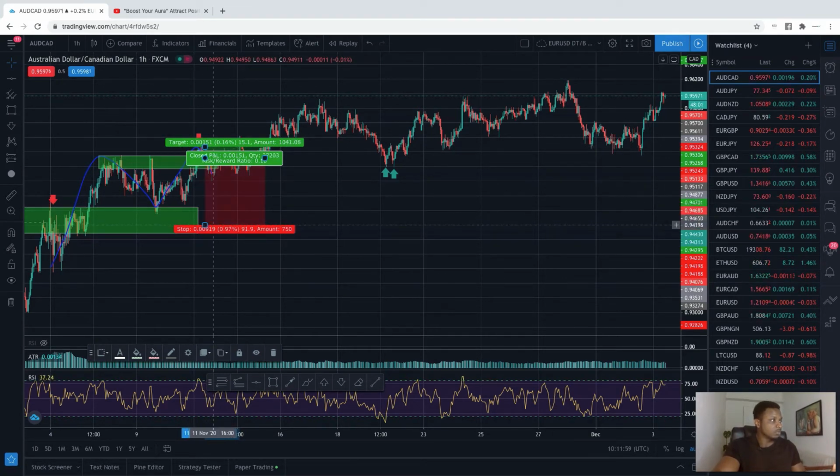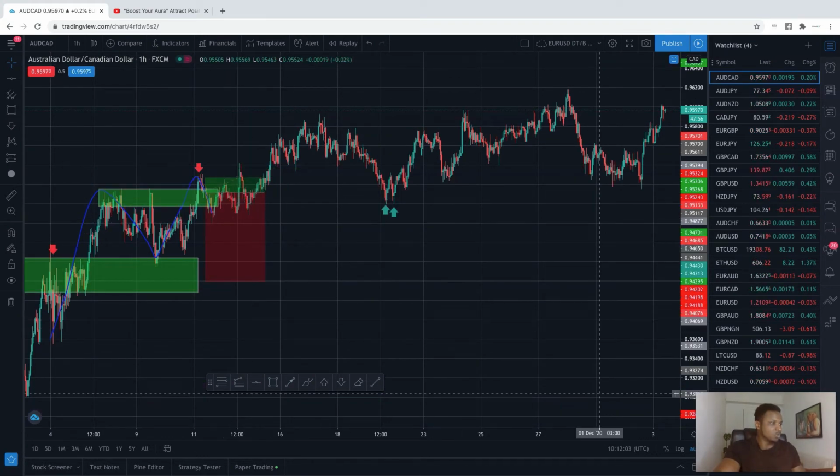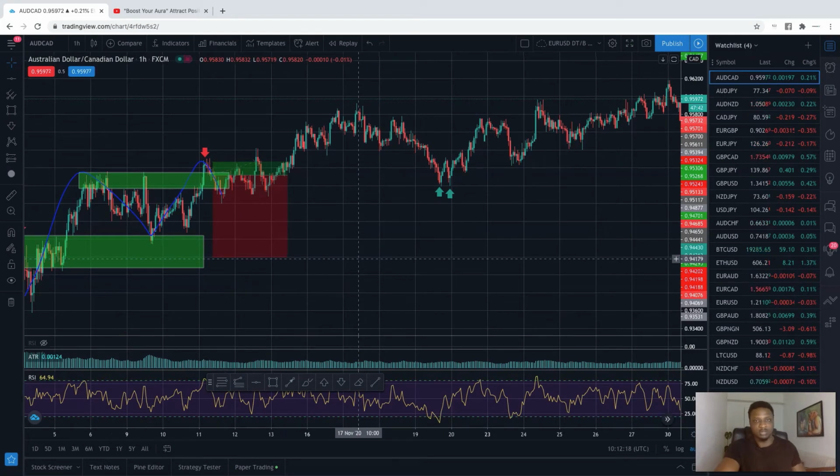but I would have been risking essentially so much money. I would have been risking, what is this, like a 10 to 1 risk to reward. I'm risking 10 times what I'm looking to make on this trade. So that is not a good thing.